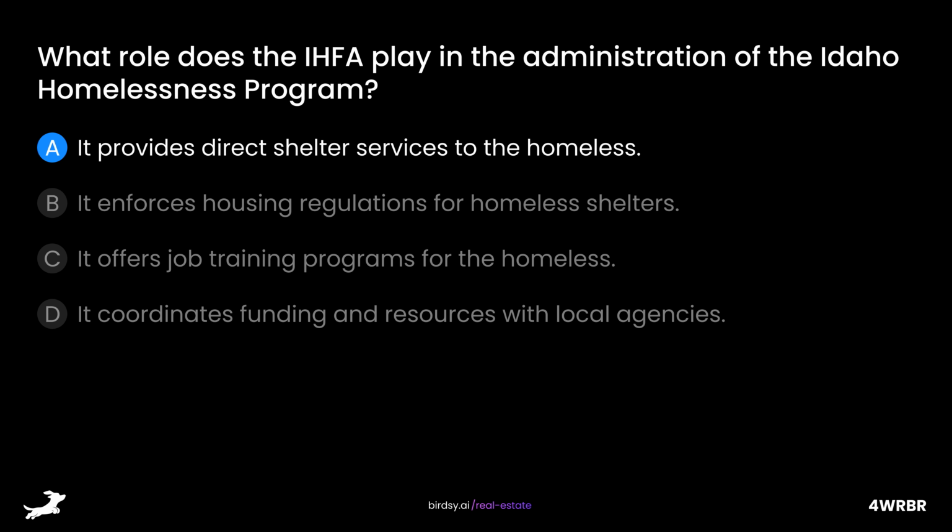Is it A, it provides direct shelter services to the homeless? B, it enforces housing regulations for homeless shelters? C, it offers job training programs for the homeless? Or D, it coordinates funding and resources with local agencies? The answer is D, it coordinates funding and resources with local agencies.